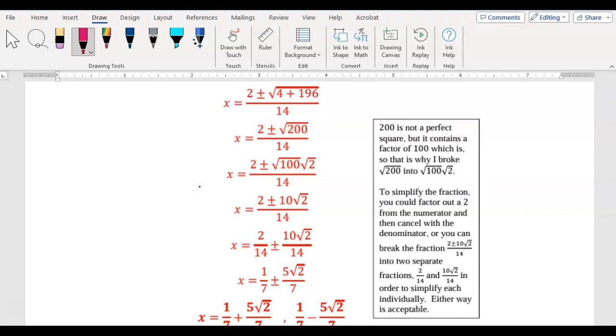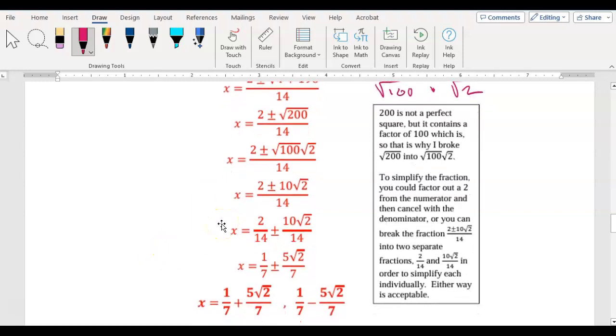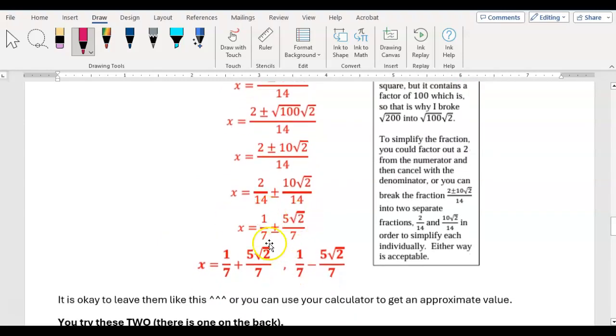And so this person broke up the square root of 200 into the square root of 100 times the square root of 2. And then they took the square root of 100, which is 10, and multiplied it times the square root of 2. That's just to make the number smaller and a little bit friendlier looking. And so here, because we can't take the square root of 2, we would get a decimal. They just ended up rewriting the equation as 2 over 14 plus or minus 10 times the square root of 2 over 14.